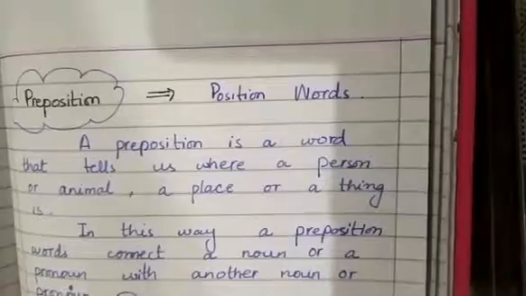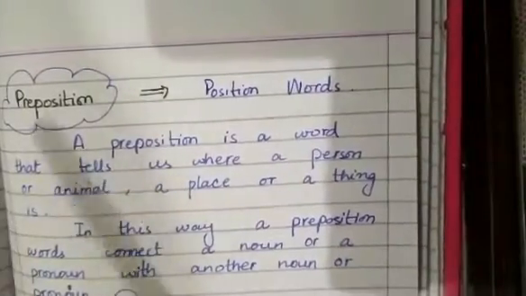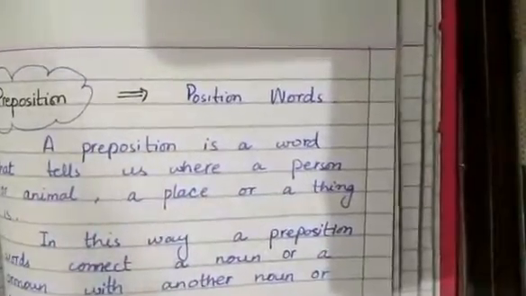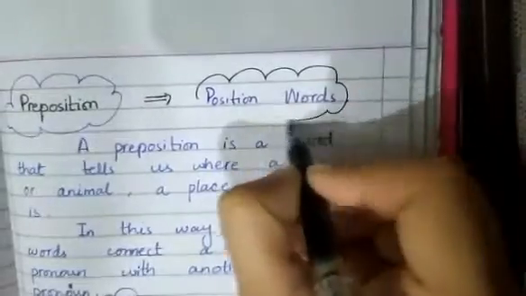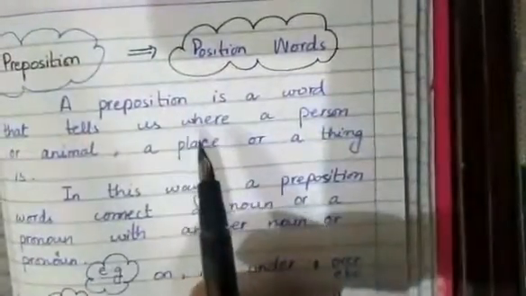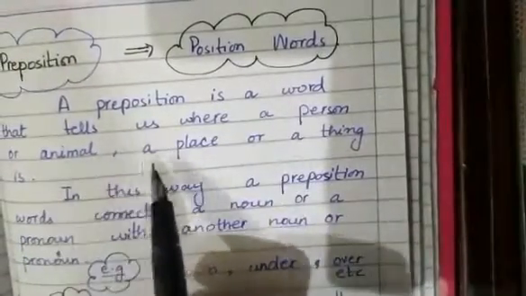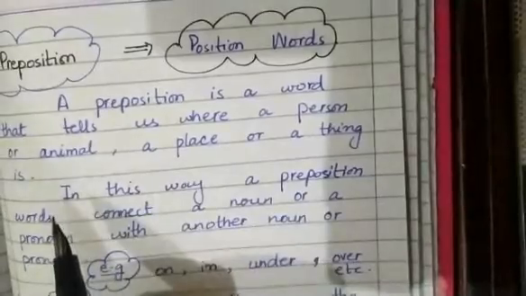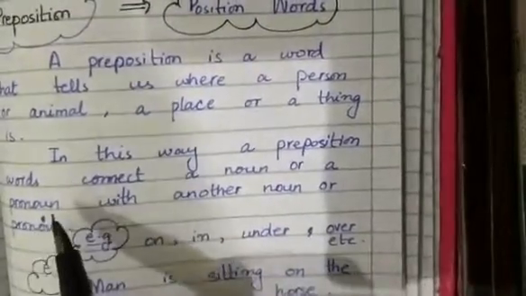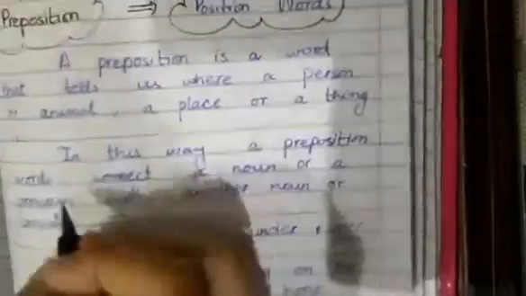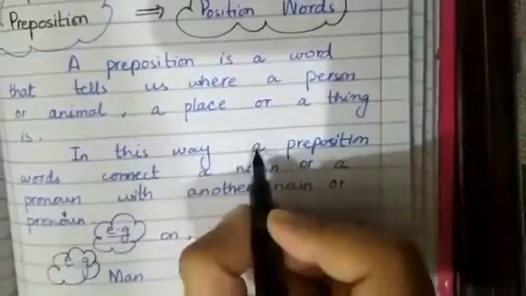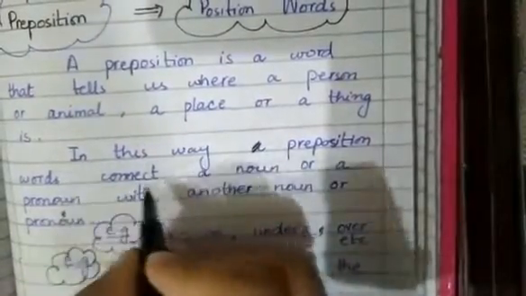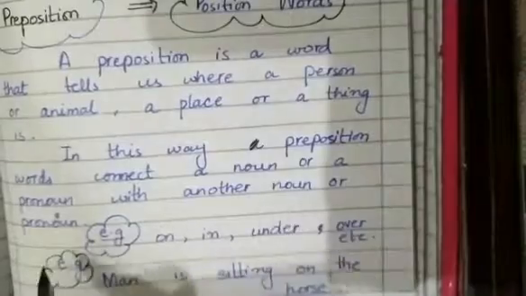So, we can say that prepositions are the position words. What are prepositions, girls? Prepositions are the position words. A preposition is a word that tells us where a person, an animal, a place or a thing is. In this way, preposition words connect a noun or pronoun with other nouns or pronouns.